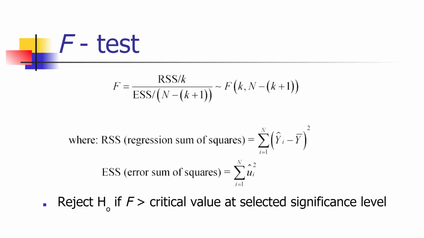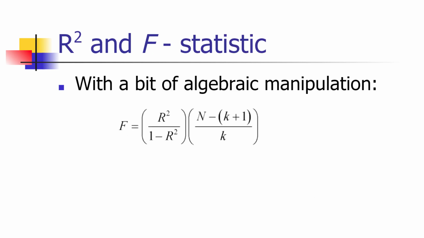The numerator degrees of freedom for the F statistic is the number of slope parameters, k, and the denominator degrees of freedom, again, is n minus (k plus 1), or n minus the total number of estimated regression parameters. As before, we can note that there's a relationship between the value of r squared and this F statistic, and given the definition of r squared, it can be shown with a little bit of algebra that the F statistic can be computed as r squared divided by 1 minus r squared, times a quantity, n minus (k plus 1), divided by k.